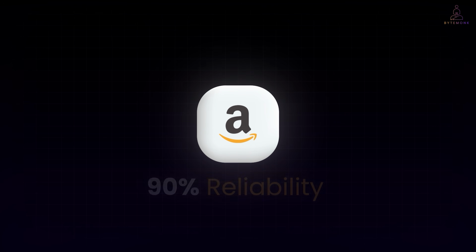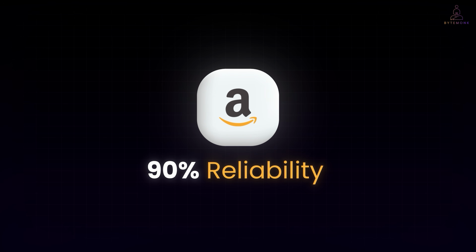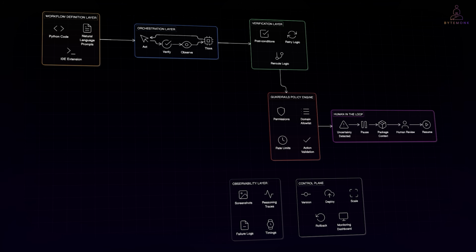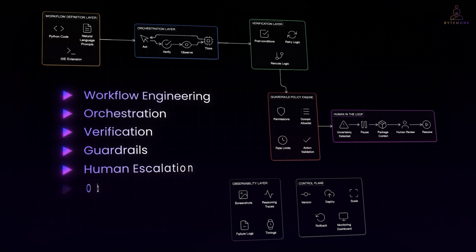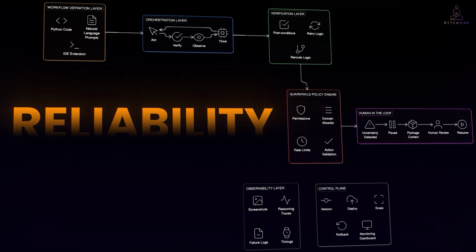So when Amazon talks about 90% reliability, it's not coming from a magical model. It's coming from the stack. Workflow engineering, orchestration, verification, guardrails, human escalation, observability, and operational control. Reliability is designed, not hoped for.